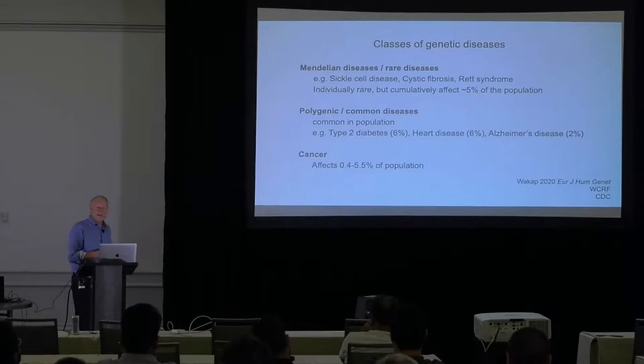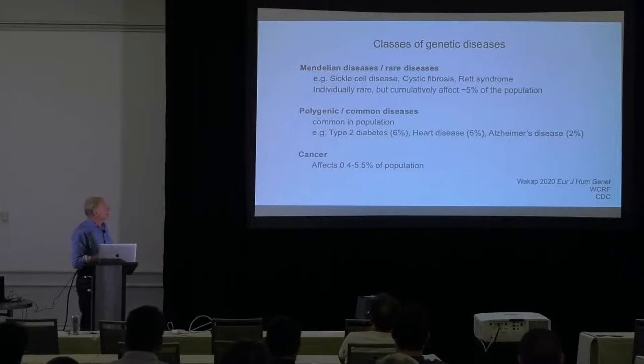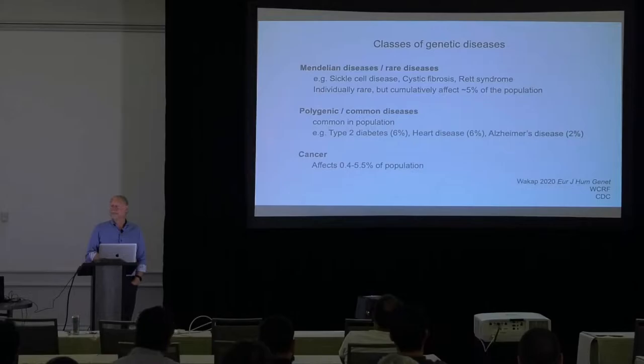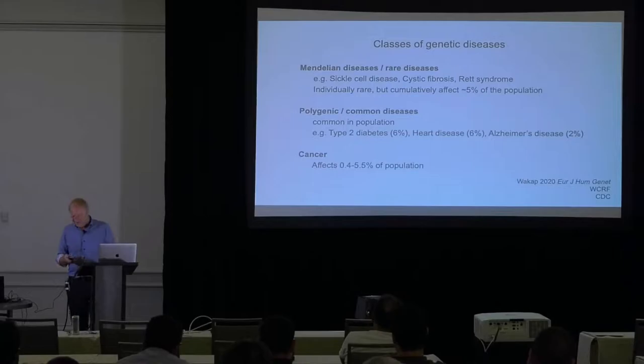There are polygenic diseases, diseases where many genes can contribute. They're quite common in the population. Type 2 diabetes is one of them. Heart disease is another big one, Alzheimer's disease. Cancer at any one time is affecting somewhere between a half and 5% of the population. About 24% of us will die from cancer.